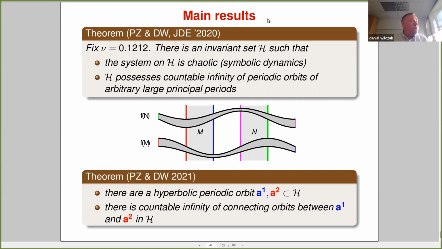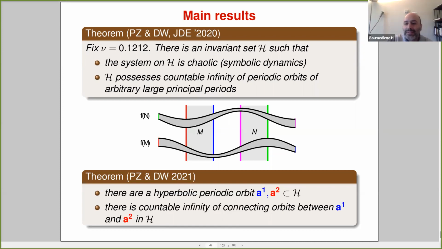The library I showed you also provides algorithms for non-rigorous computations of the Poincaré map, just taking a point and computing the Poincaré map or the derivative, et cetera. So this is very easy, actually, in comparison to rigorous methods.